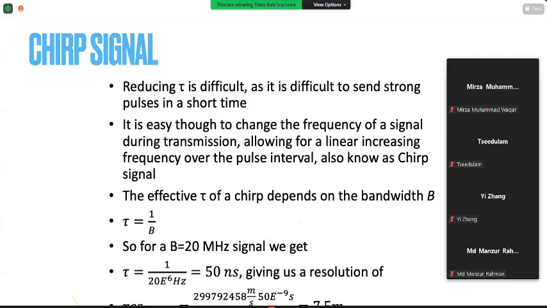But what we can do is change the frequency of the signal during transmission, right? So we can change the frequency, for example, with a linearly increasing frequency during the signal transmission. So that is also known. If you're as old as me, you still remember radio, good old times, right? We had AM, amplitude modulated radio, and FM, frequency modulated radio. And the frequency modulation is what we're talking about here. We are modulating the frequency of our signal during transmission.